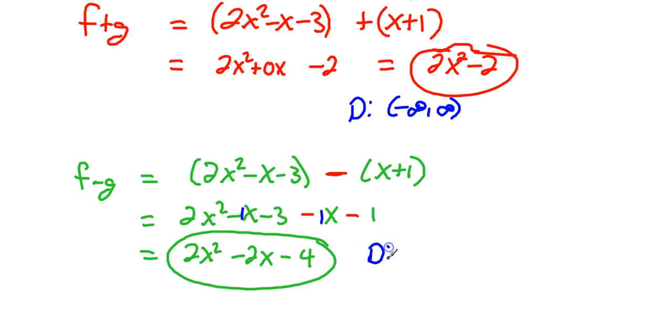And your domain, same thing. There's no fractions, there's no denominators, there's no radicals, so it's still negative infinity to infinity. Negative 1 minus 1 will get you a negative 2 with the x's.